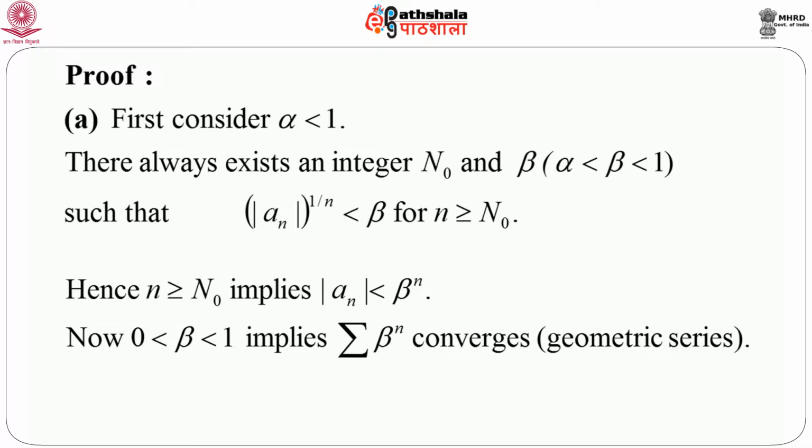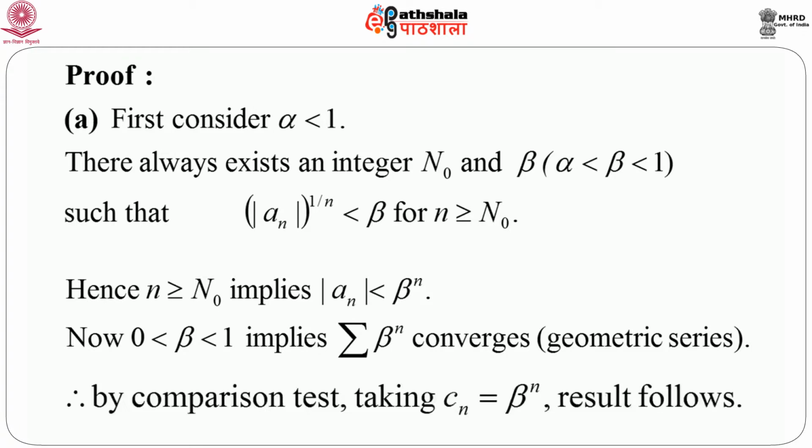Now, 0 less than beta less than 1 implies beta is a positive fraction. So, if we just consider the summation of modulus of a_n, that should be less than summation beta to the power n, and since beta lies between 0 and 1, this is nothing but a geometric series with common ratio lying between 0 and 1, a positive fraction. So, naturally summation beta to the power n converges, and hence just application of the previous comparison test will ensure that by taking C_n equals beta to the power n, the result will follow immediately.